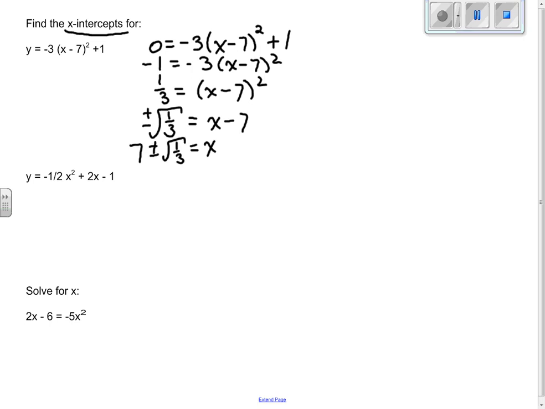That is a fine way to write your x-intercepts, but it can be a little bit confusing. That means your x-intercepts are ugly, and one of them is 7 plus the square root of a third, whatever number that might be, and the second x-intercept is whatever 7 subtract the square root of 1/3 is.